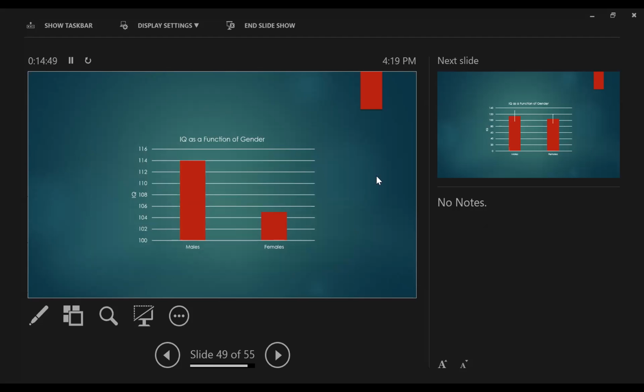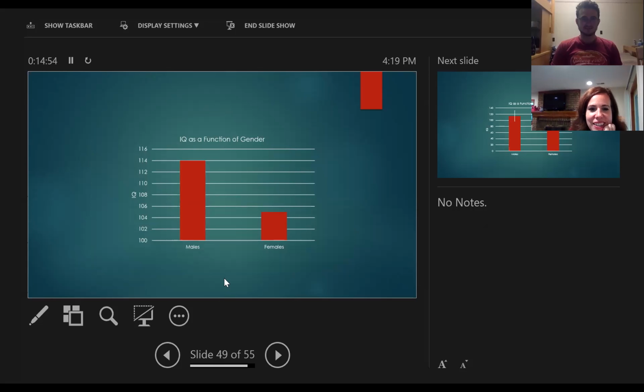You can say it. You won't get in trouble. This graph suggests, is it saying that males have higher IQs than women? Right. So any problem that you see with this graph? It's by twos. It's by twos.